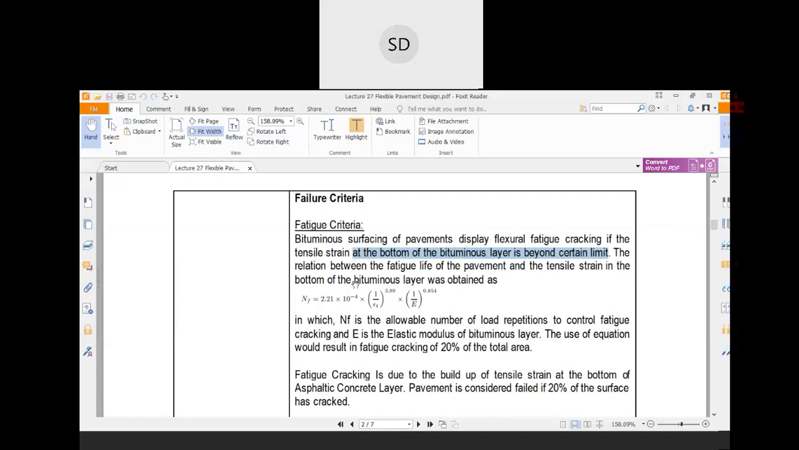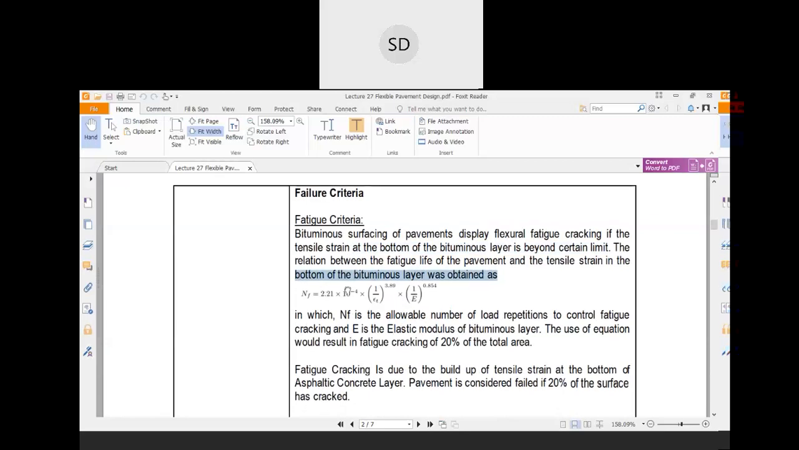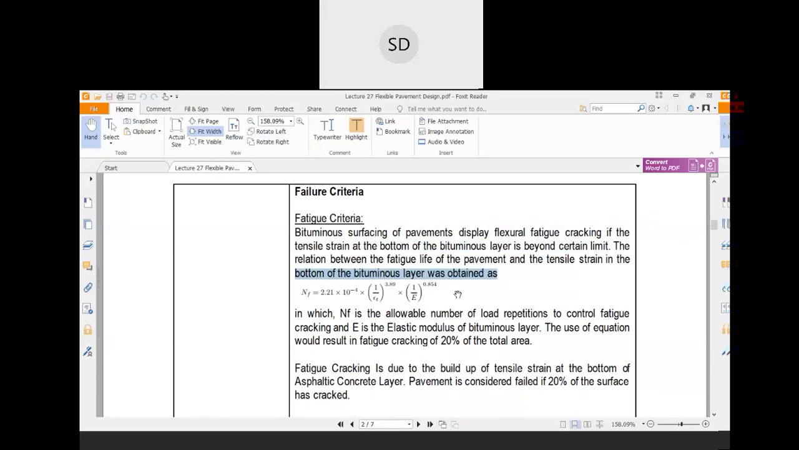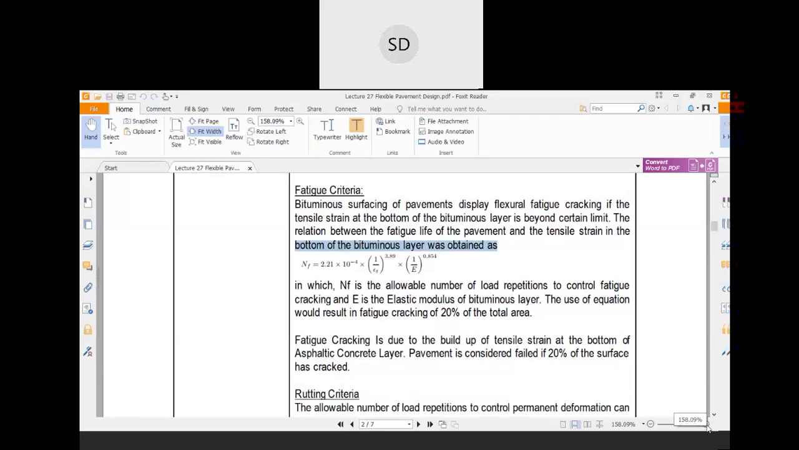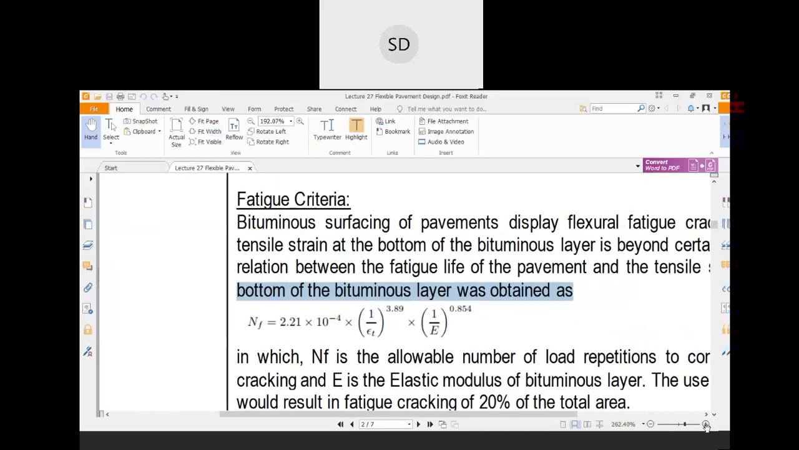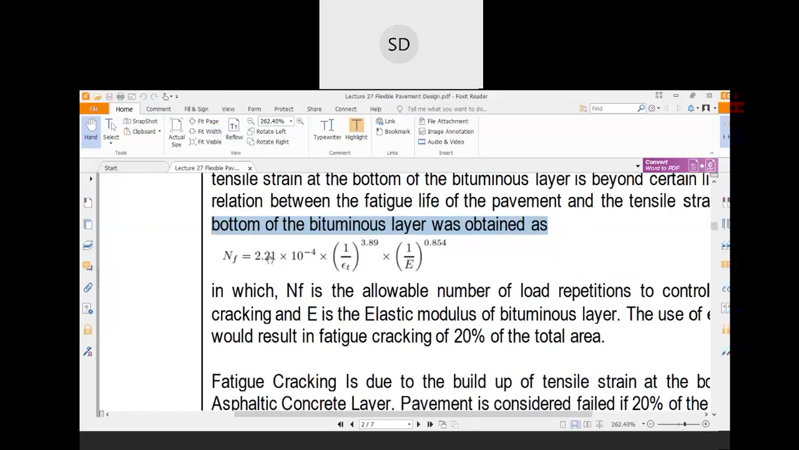and this is fatigue. Now the relationship between the fatigue life of the pavement and the tensile strain at the bottom of the bituminous layer is obtained by using this formula. The fatigue life means after how many revolutions the fatigue will happen. This fatigue life of the bitumen is related to the tensile strength and elastic modulus of the bituminous layer. In this equation, NF is the allowable number of load repetitions.